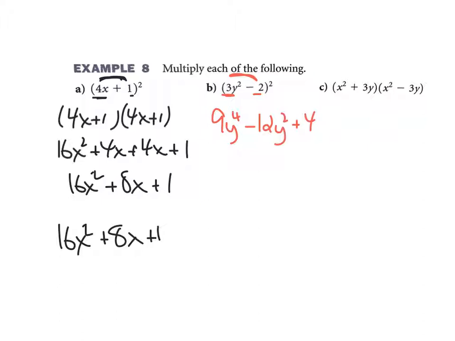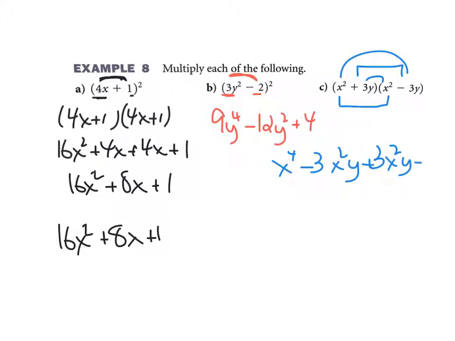And the last one, if you notice what's in these, just not squared. A lot of times I'll refer to these as conjugates, and we'll talk about that tomorrow in class. If I do FOIL here, I get first, then if I go outer, I get negative 3x squared y. If I go inner, I get plus 3x squared y. And if I go last, I get negative 9y squared. And what happens in my middle terms, they're opposites of each other, so they're just going to cancel out. So you get x to the fourth minus 9y squared.